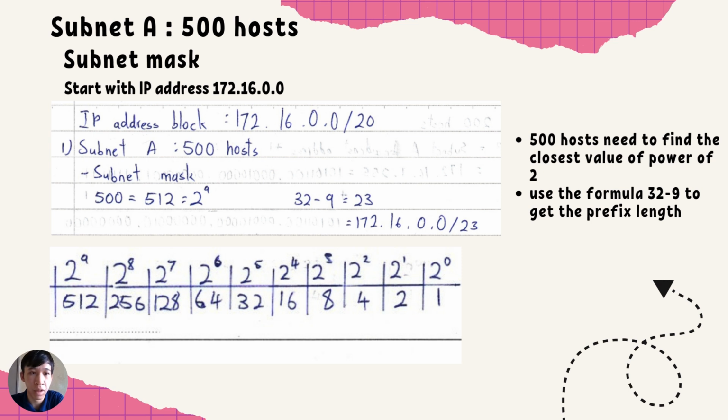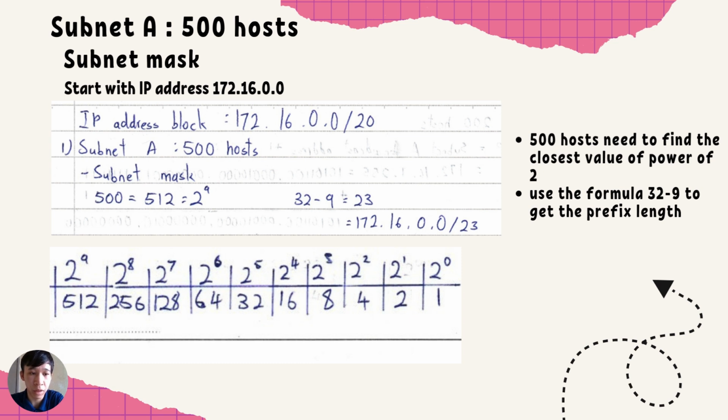Okay, now start with subnet A, 500 hosts. Start with the subnet mask. For the subnet mask calculation, for the 500 hosts, we need to find the closest power of 2 that fits the 500 hosts, and we cannot choose a value below 500. See the table that I wrote down: 2 to the power of 9 is 512, which can be used for the 500 hosts.